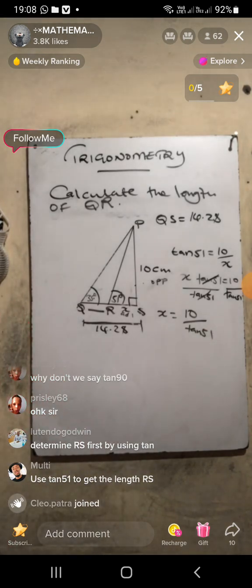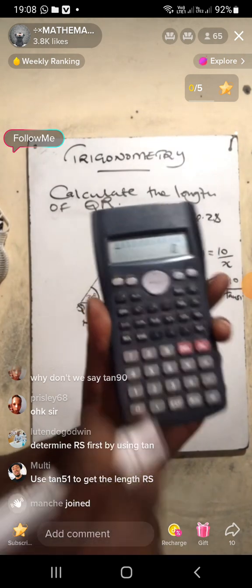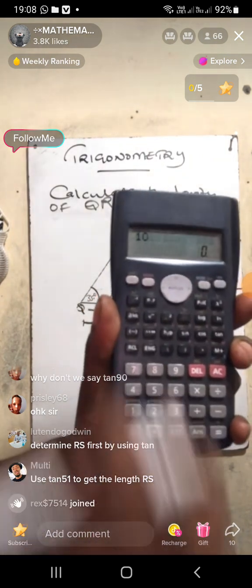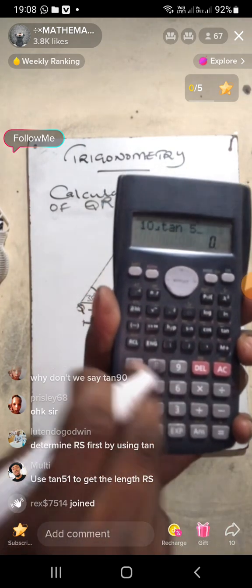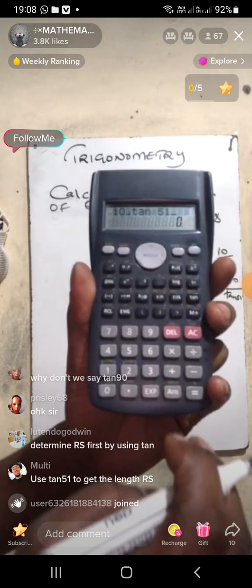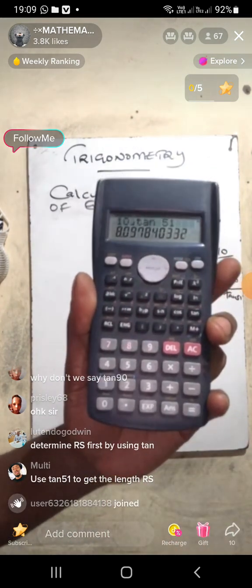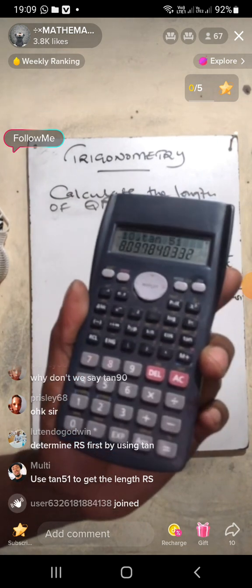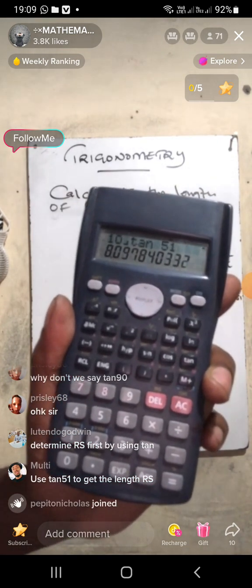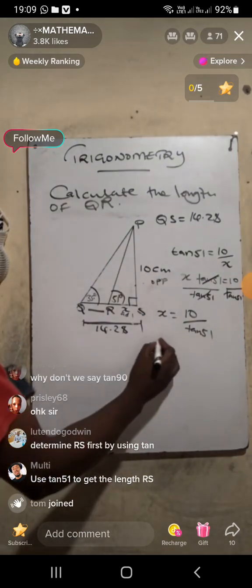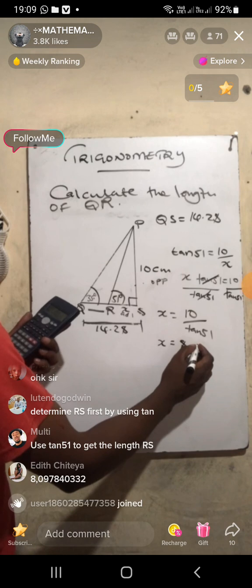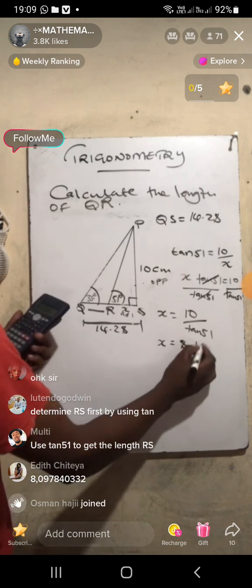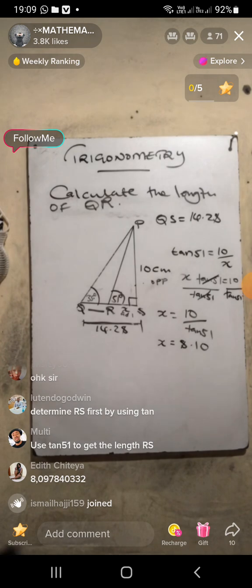So now on the calculator, 10 over tan 51. Then we equate. It will be 8.097840332. So correct to 2 dp, it will be 8.10.